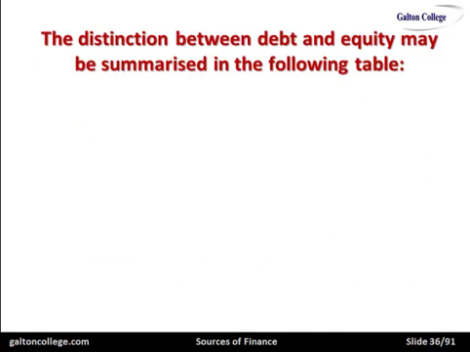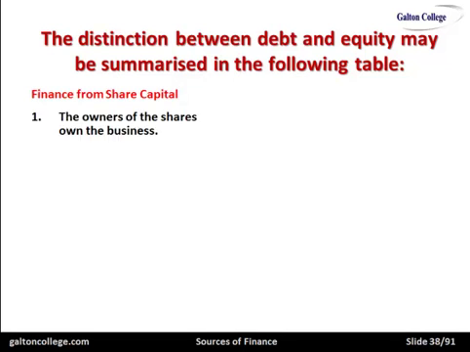The distinction between debt and equity may be summarized in the following table. Finance from share capital. Well, the owners of the shares own the business. Ordinary shares I'm talking about here. So the owners of ordinary shares own the business.